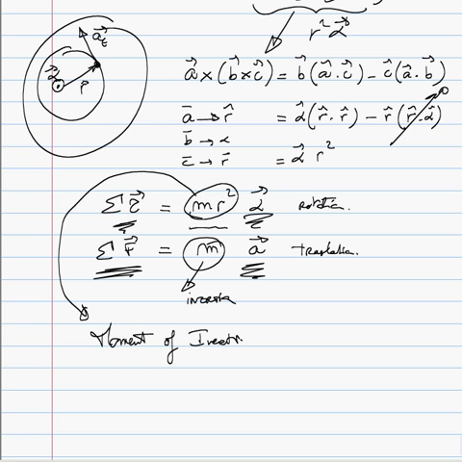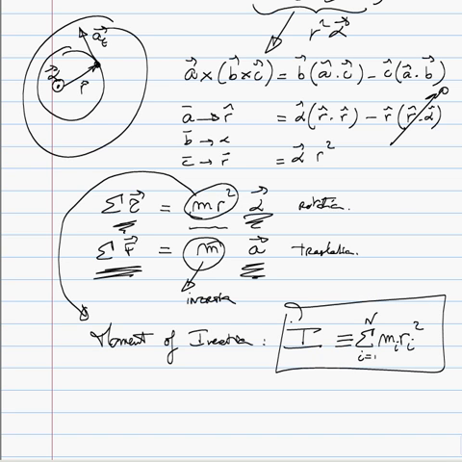And it will be defined as I. So I is defined as mr squared. To be more general and specific, moment of inertia is defined like this. So what does that mean?